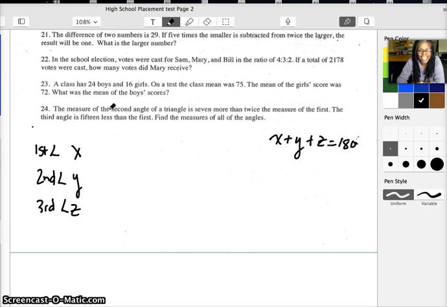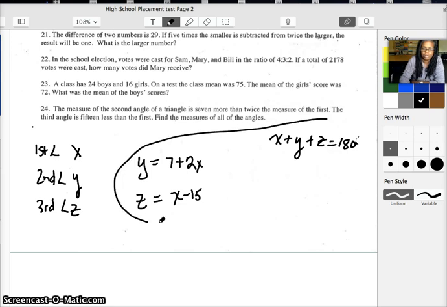All right, so now let's talk about this. The measure of the second angle of the triangle, which we defined as y, is equal to 7 more than twice the measure of the first angle. So that's what that equation looks like. The third angle is 15 less than the first angle. So the third angle, z, equals x minus 15, 15 less than the first angle. And since we said x was the first angle, that's what we got. Find the measure of all 3 angles.